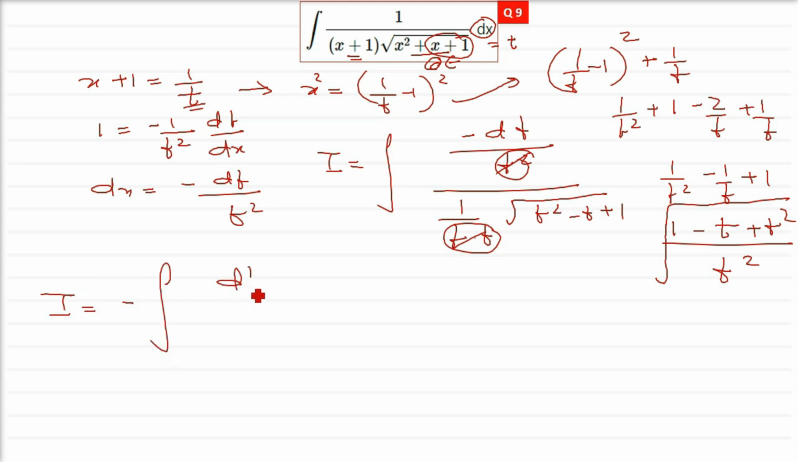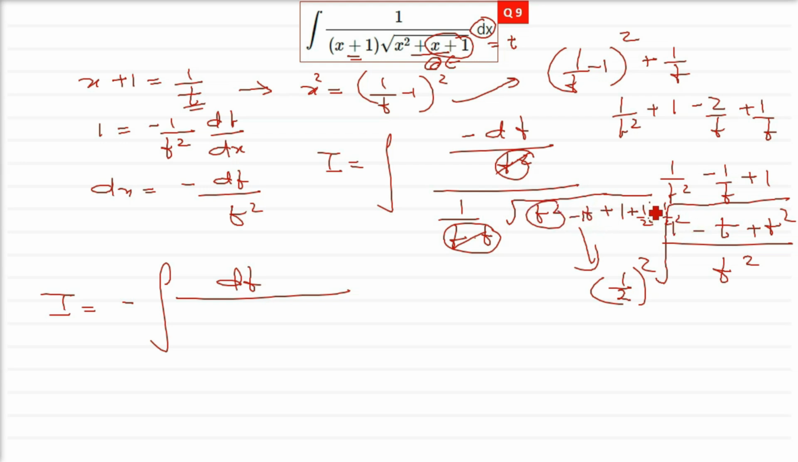Negative, we are taking outside, dt divided by t square minus t plus 1. Let's make it a perfect square. So the coefficient of t we take, divided by 2, square it, add it and subtract it. That is, 1 divided by 2 whole square will be added, and this same will be deducted also.